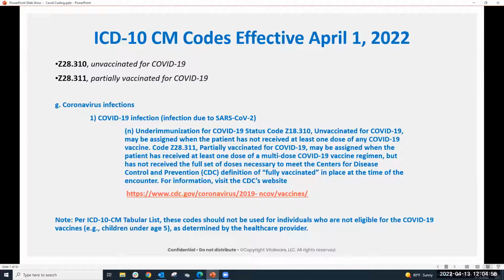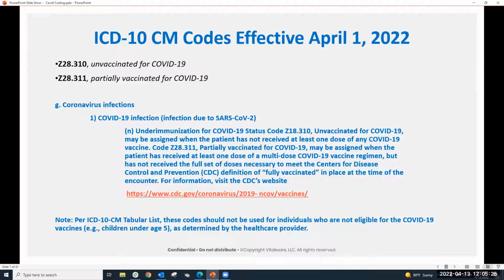I have some updated guidelines here that just explain that the Z28.310 should only be used if the patient has not had any vaccinations for COVID-19. And then the Z28.311 would be used if they just haven't had the full regimen. So like if they should have had 3 dosages and they've only had the first, that's when you would use that partially vaccinated for COVID-19.